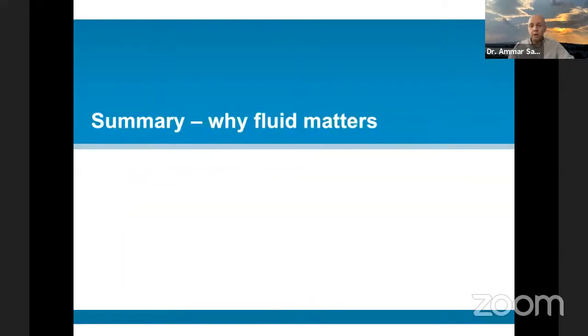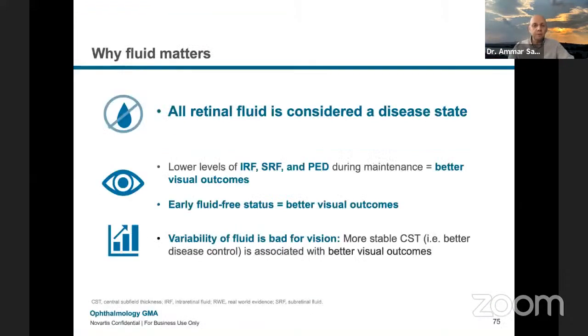So what I'm going to do right now is give you a summary of take-home messages that I'd like you to really understand. First of all, it is my opinion that all retinal fluid is considered a disease state in the context of AMD. I honestly never bought into the idea of tolerating fluid in the retina in the context of neovascular AMD, exactly like, in my training and in my practice, I don't tolerate any cells in the eye if there is uveitis, for example.